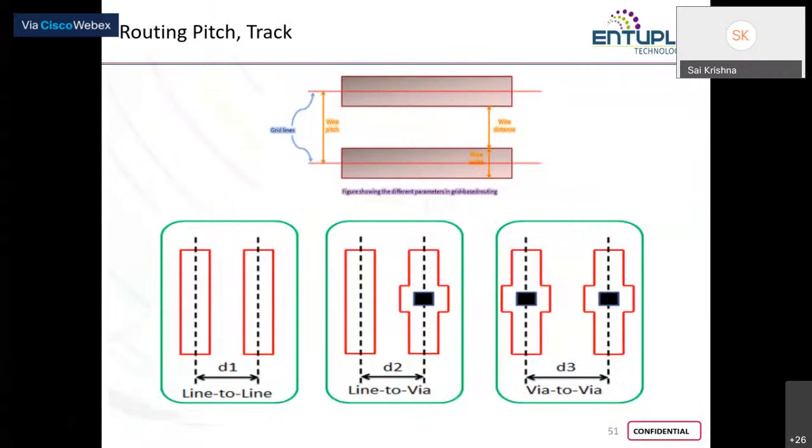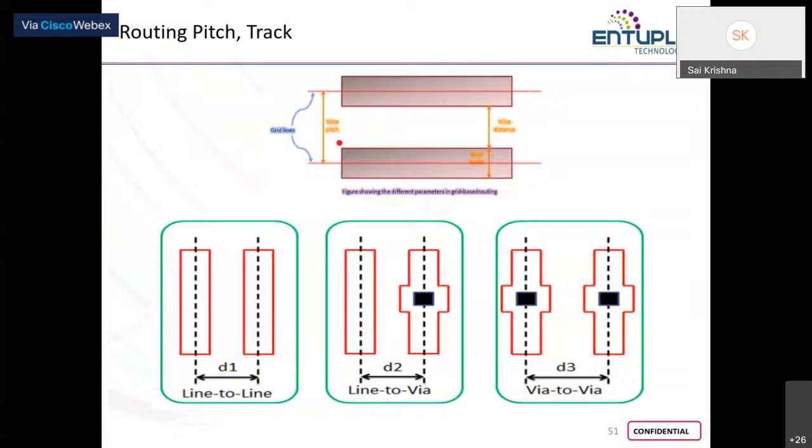So as you can see here, these are your grid lines. The horizontal dotted lines you see in the first picture are your grid lines. The distance from one grid line to the other, where both of them run exactly at the center of your metal layers, is your wire pitch. That is called a pitch.